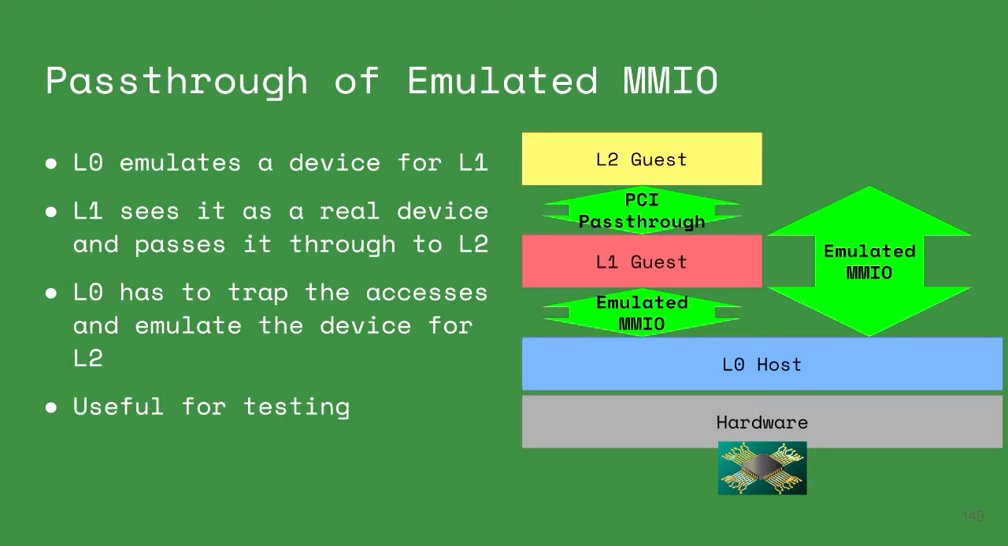You can also do pass-through of emulated MMIO. So if you have level 0 emulating a device for level 1, level 1 just sees that as a real device, and so can pass it straight through to level 2. So now, level 0 traps those accesses and emulates the device for level 2. This is pretty useful for testing. If you don't have a real device and you want to test pass-through of it, you can emulate it first and then pass it through at the next level.